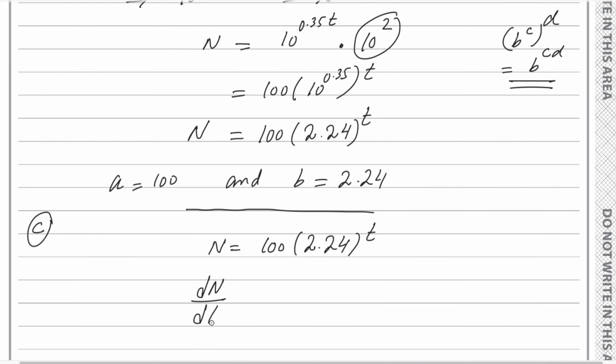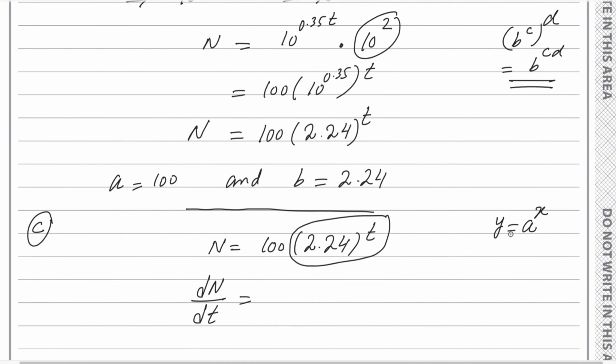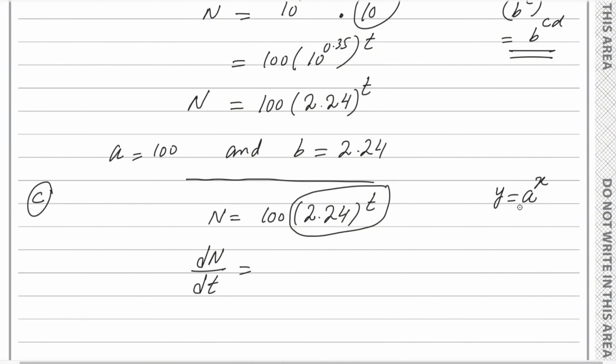dN/dt. Here we have an exponential function. Let me tell you a formula. An exponential function is always like a to the power x, where a is a constant number and the variable is in the power. There is a formula for this. Let me tell you how to derive that formula, but it is not necessary. If you can memorize this formula, well and good. If you don't memorize it, there is a way we can solve it by taking the log on both sides.